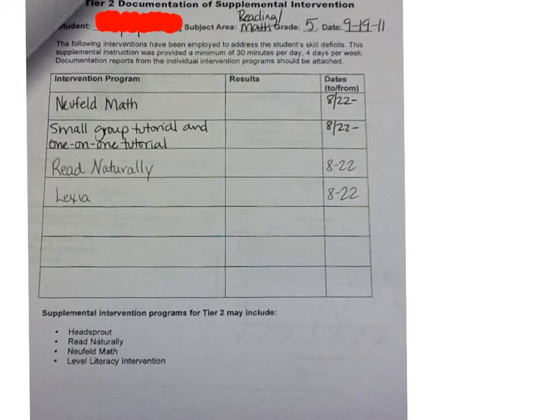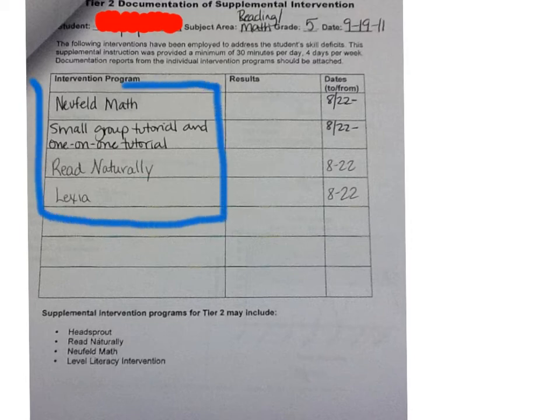Next up is your documentation of supplemental interventions. This is where you'll list the computer-based interventions and the other interventions that you're doing for them, things that are different on Tier 2 that you're doing just for that student.